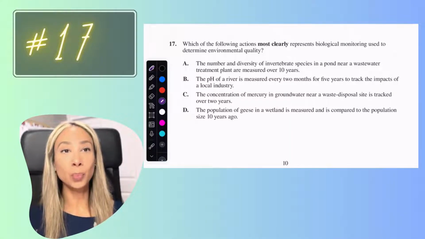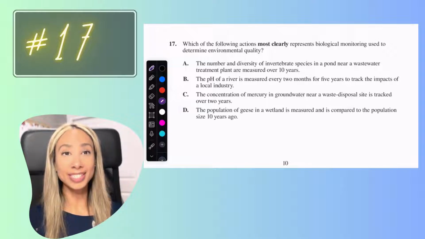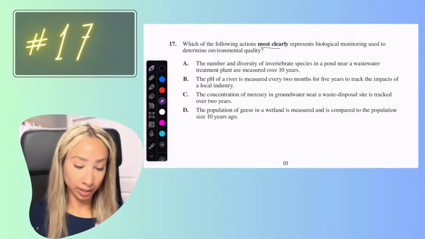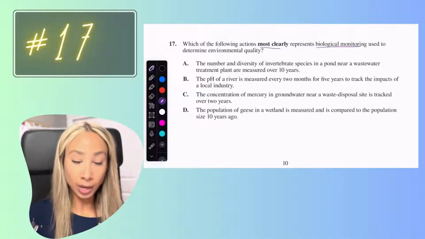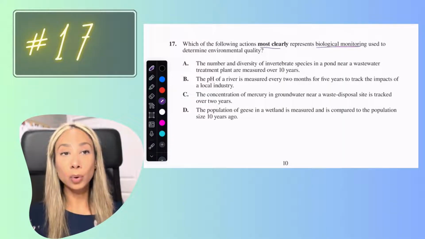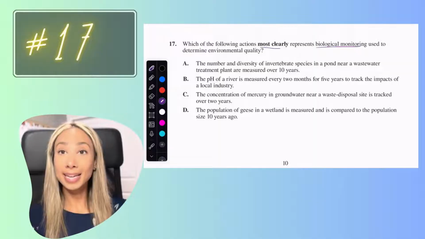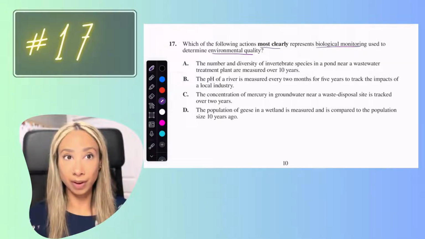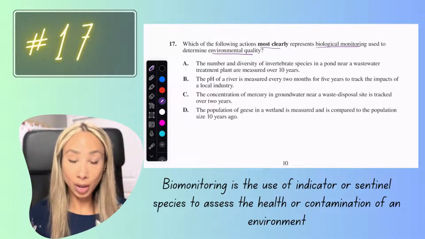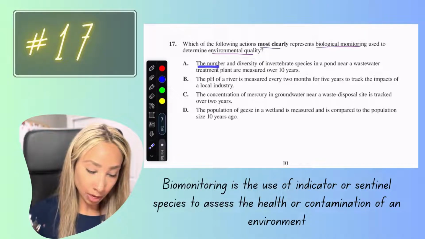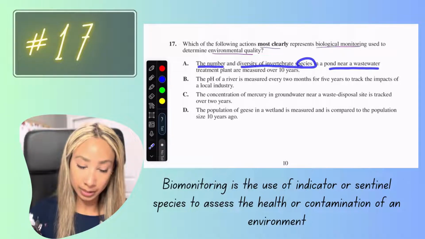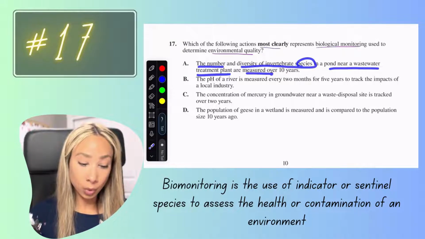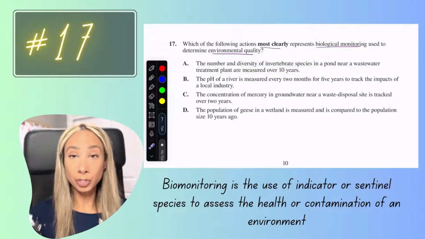Okay, number 17, we want to know which of the following actions most clearly represent biological monitoring due to environment quality. So with biological monitoring, we know we're talking about organisms that are going to be going through and surviving, indicating the health of the place that they're surviving, aka environmental quality. So I'm looking at these options, and option A says the number and diversity of invertebrate species in a pond near a wastewater treatment plant are measured over 10 years.